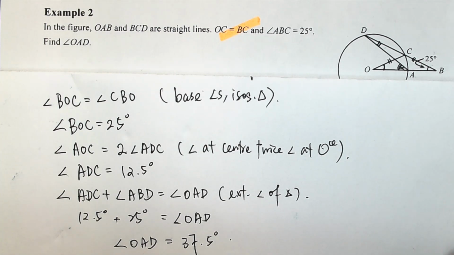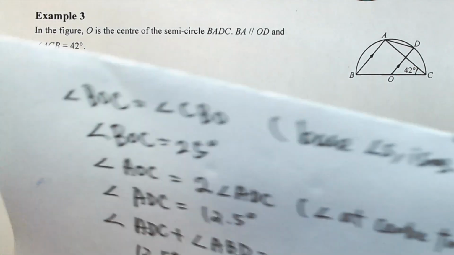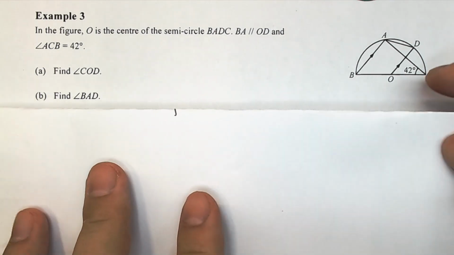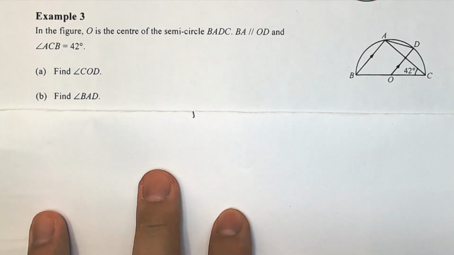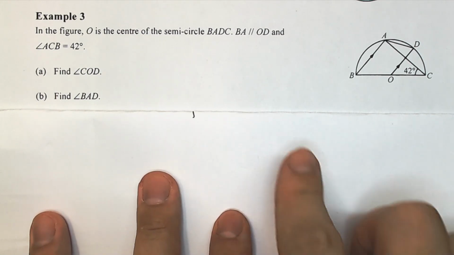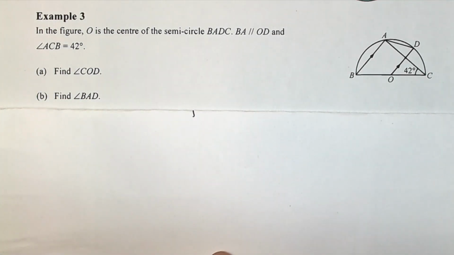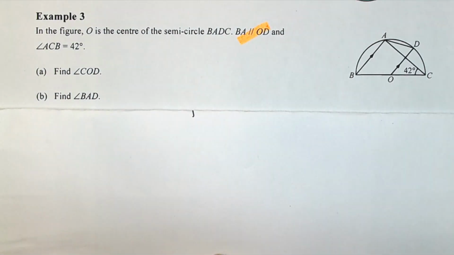Now we move on to example 3. Example 3, you are given a semicircle. Then you may need to think about angle in semicircle, and in particular, the center of the circle is also given. Then you may need to think of angle at center twice angle at circumference, isosceles triangle, etc. You also have a pair of parallel lines, BA parallel to OD.